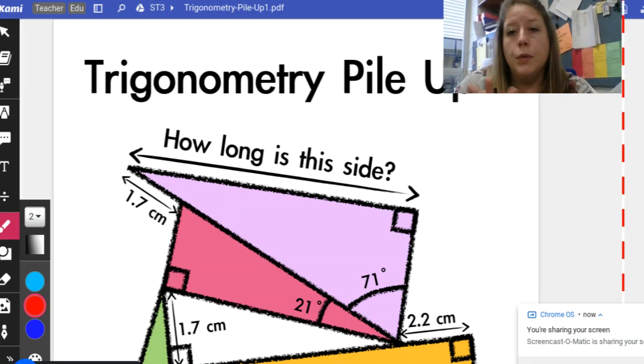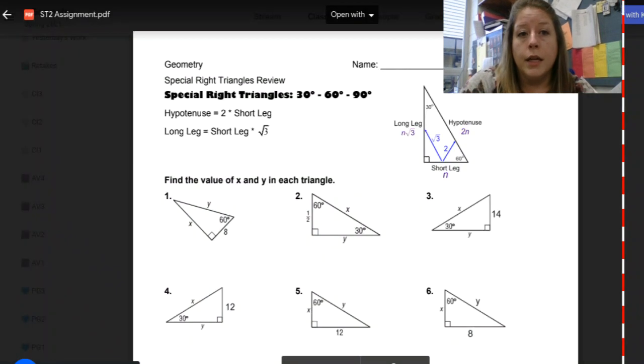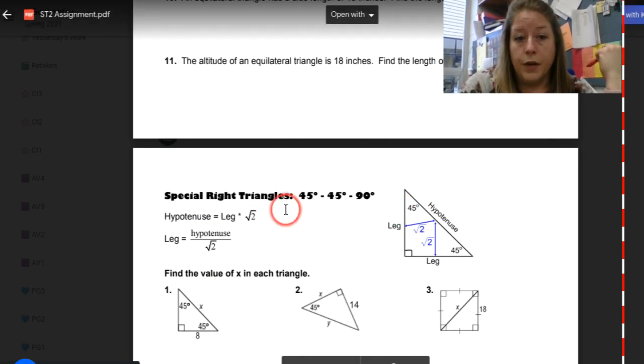We are going to do two things today in geometry. We are done learning new stuff for ST3. It has been all about finding the missing sides of right triangles. So today you are working on your homework assignment that you've had for a while. We did 30, 60, 90s. We did 45, 45, 90s.